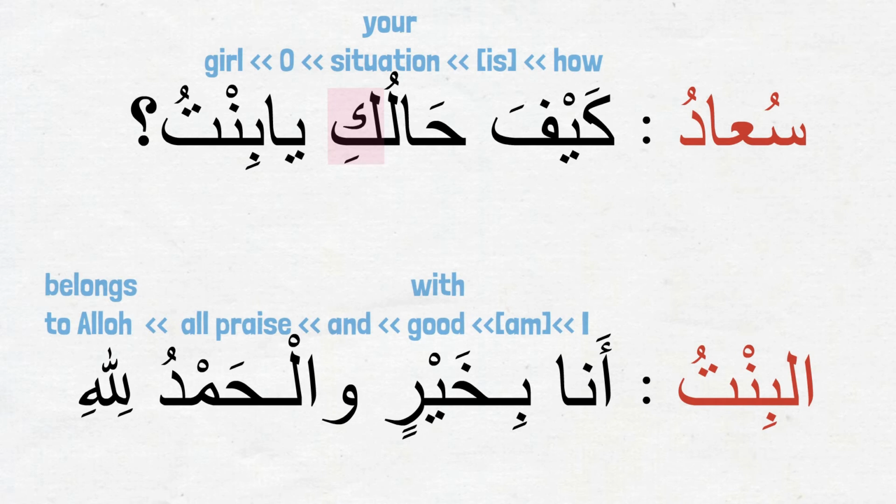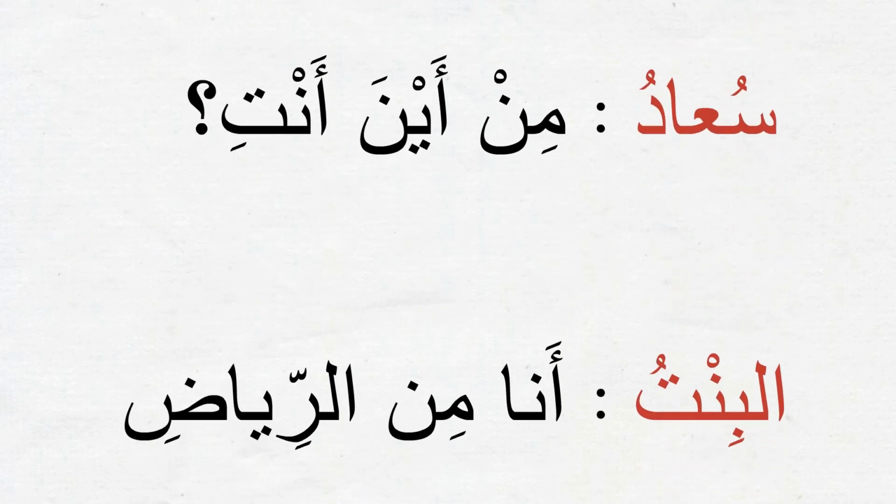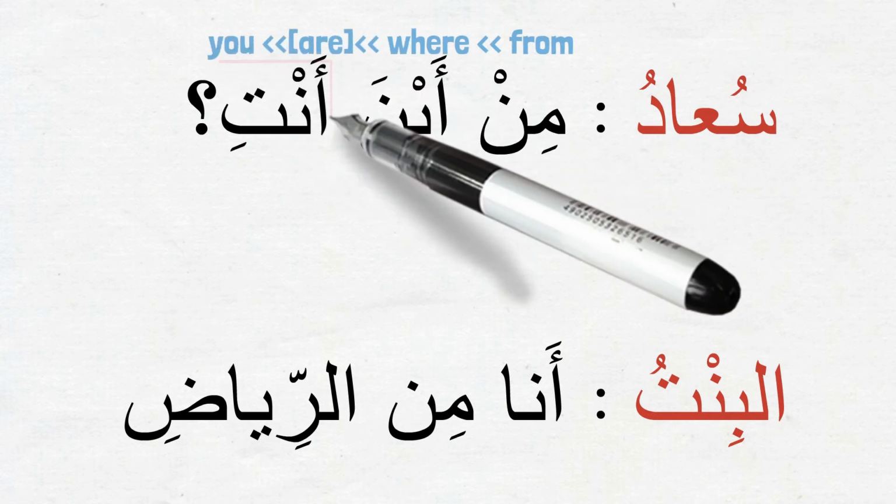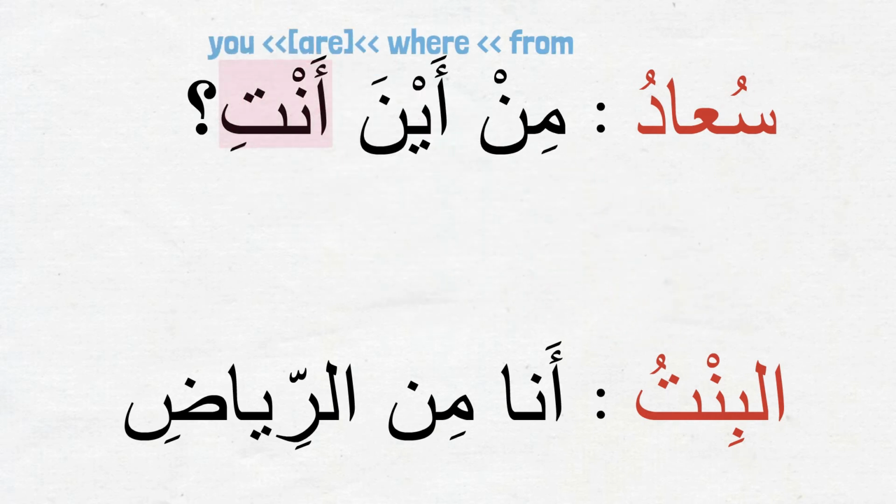أنا بخير. SUAAD is asking, من أين أنت? Where are you from? Notice أنت is used here for البنت, not أنت. البنت, the girl responds, أنا من الرياض. I'm from Riyadh.